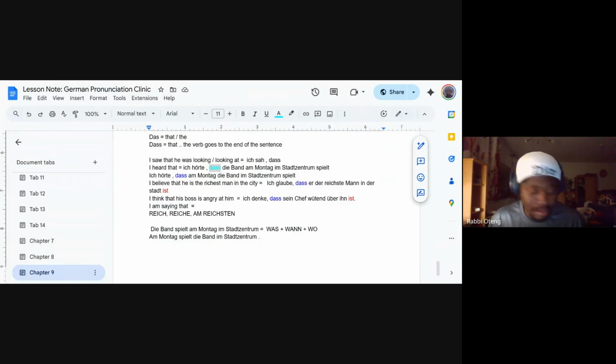Über is 90% accusative, unless it answers wo, where. Maybe the lamp is hanging over the laptop, then you put über dem Laptop. But when it's not answering where, über is always accusative. So it will be über in accusative.